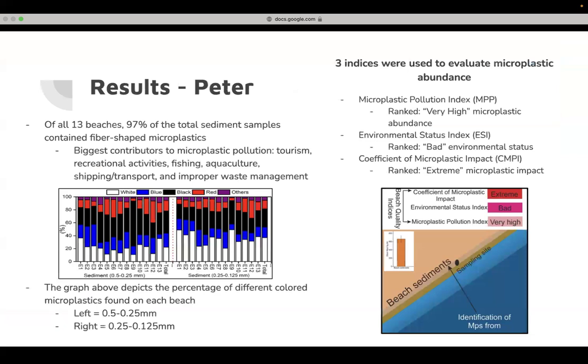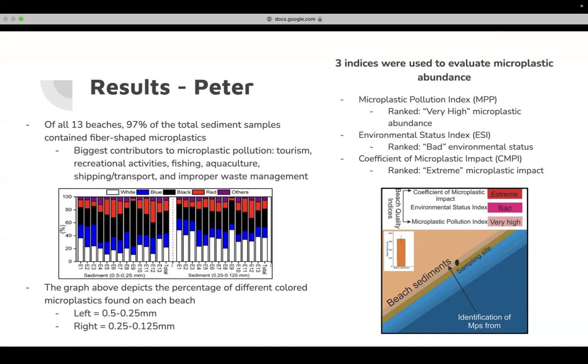Hello, my name is Peter Garofolo, and I assessed the results section of this research paper. The biggest result collected was that of all 13 beaches, 97% of the total sediment samples collected contained fiber-shaped microplastics. The biggest contributors to this microplastic pollution was tourism, recreational activities, fishing, aquaculture, shipping and transport, and improper waste management.